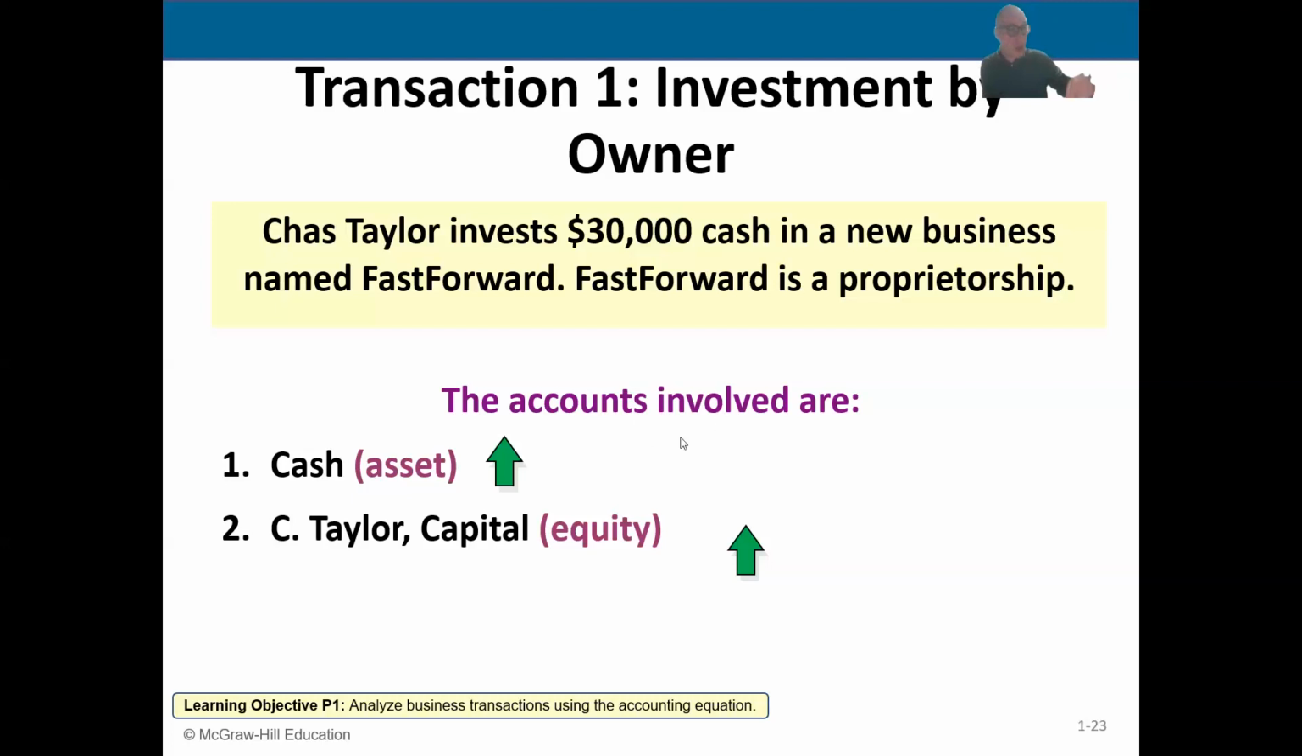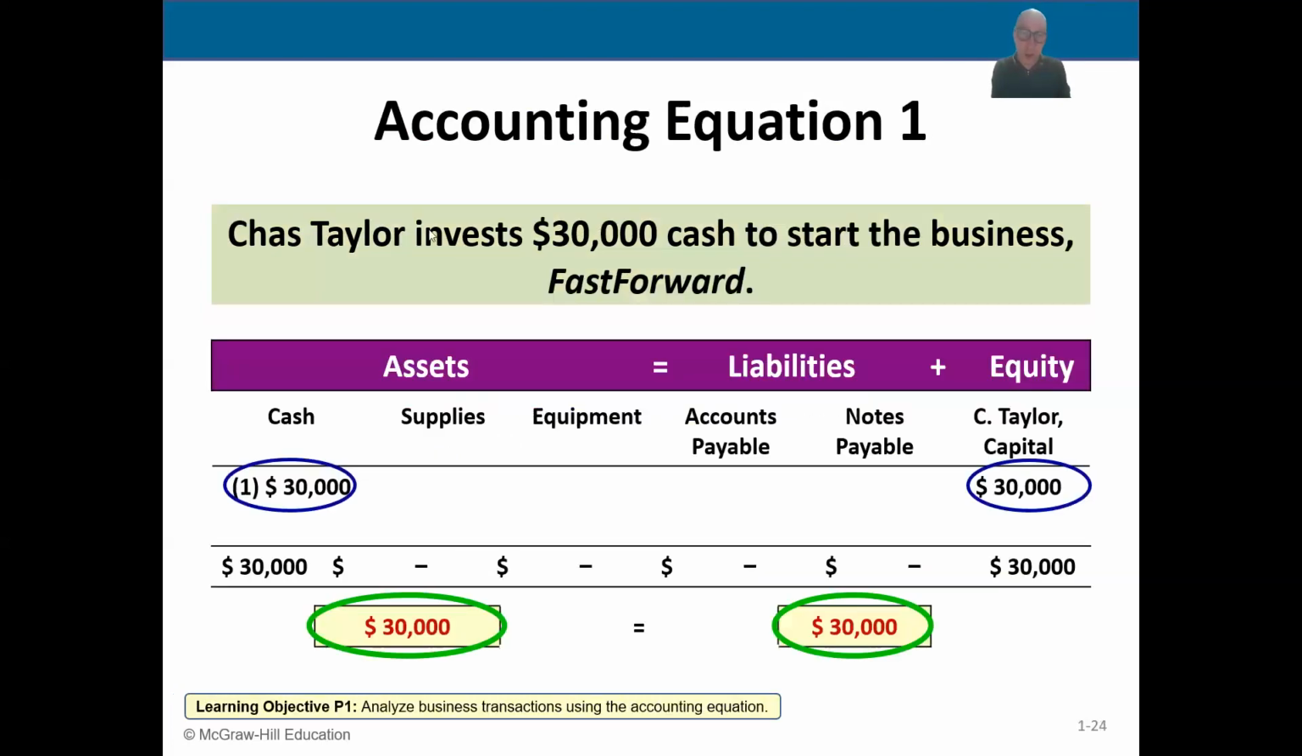Okay, so cash coming into the business increases cash. We increase owner's equity to represent the increase in equity that the owner paid into the business. Okay. What does it look like on the accounting equation? We've increased cash and we've increased equity. Remember, the accounting equation is assets equals liabilities plus equity. This equation will always be in balance, regardless of the transactions that occur.